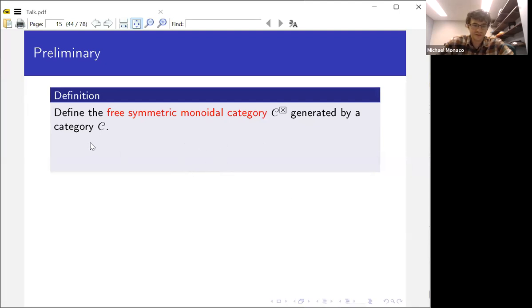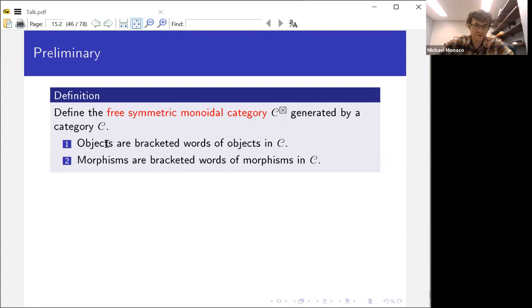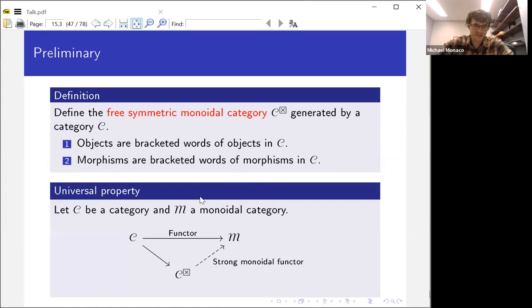There's this notion of a free symmetric monoidal category, C box times, generated by a category C. The objects are bracketed words of objects in C, and the morphisms are bracketed words of morphisms in C. So this has a universal property. If I have a functor like this, it would induce a strong monoidal functor like this, making the diagram commute.